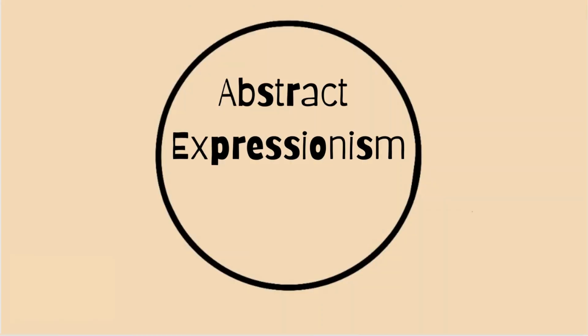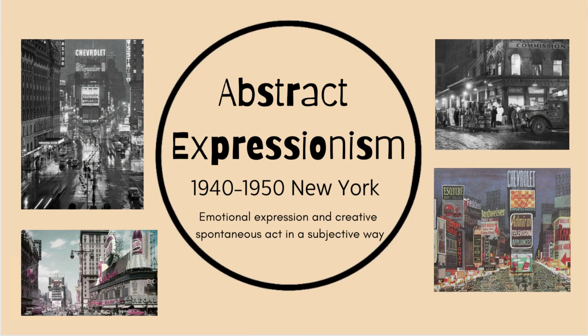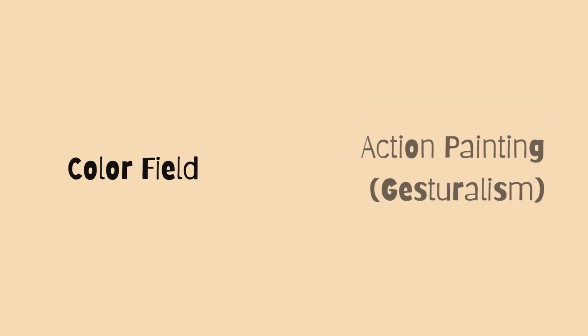Style. Autumn Rhythm falls in the broader category of abstract expressionism, which originated during the 1940s to 50s in New York. Abstract expressionism is portrayed by emotional expression and spontaneous creativity, and it can be separated into two major categories: color field and action painting, in other words, gesturalism.